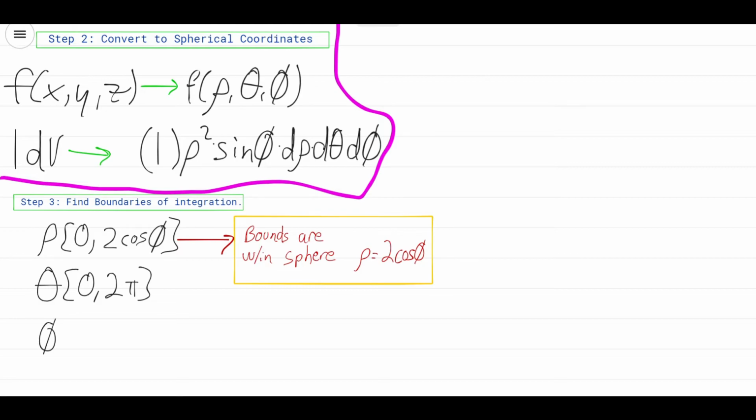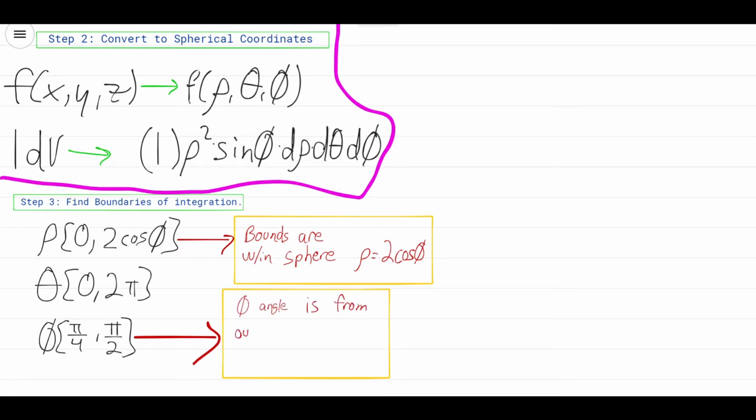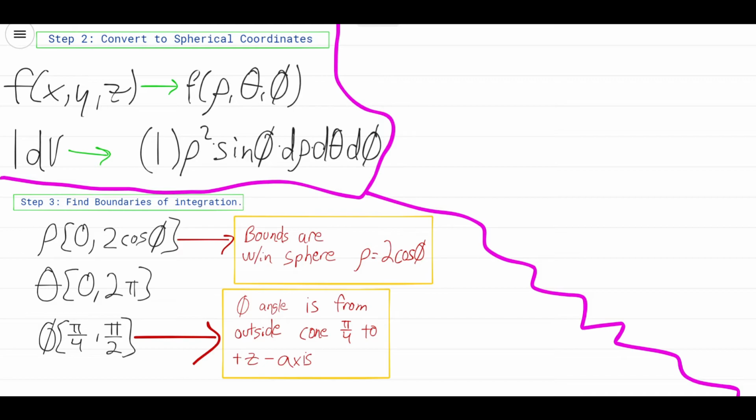Phi is a little bit more trivial, but as we drew it out in the picture, it's from pi over 4 to pi over 2. We know this because the phi angle is from outside the cone of pi over 4 to the z-axis, or the line of action. So basically, this is our phi angle. It's from pi over 4 to pi over 2, because the positive z-axis is taken from pi over 2.